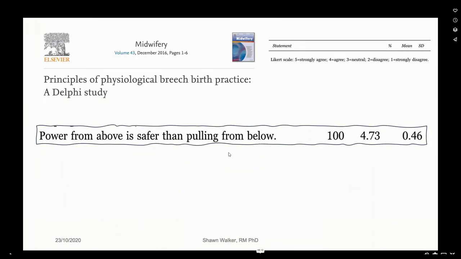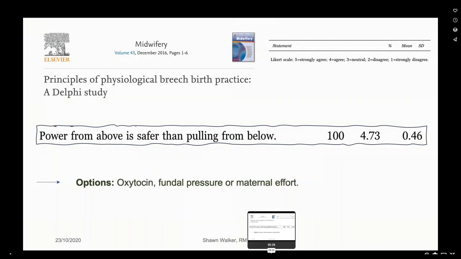This is the other principle. What is the power from above? It's oxytocin, and the maternal pushing contractions. And as I told you, they say that fundal pressure can be used. So this is what power from above means. Rather than you assisting or doing maneuvers from below, let the power come from above, from the maternal side. So these are the options: oxytocin, fundal pressure, or maternal effort. Clear, my friend?